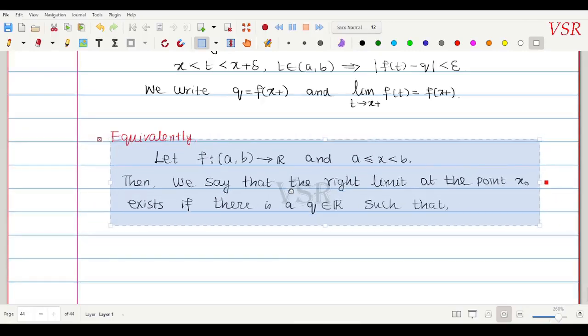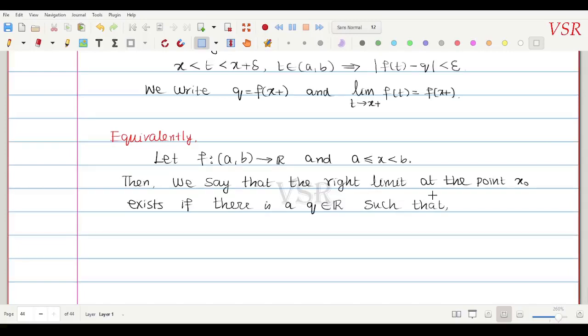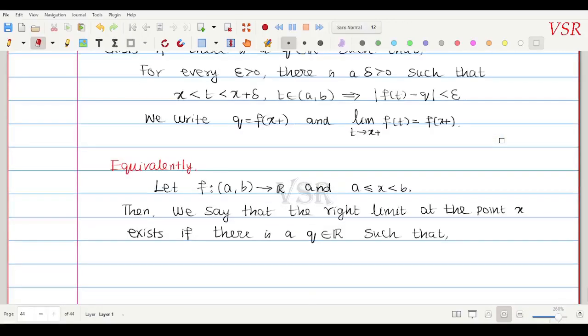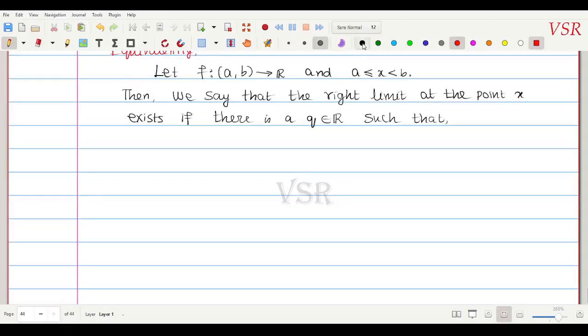Let f be a function from a, b to R, and we say that the right limit at the point x naught exists if there exists q such that f of tn converges to q whenever tn is a sequence in the open interval x comma b such that this tn converges to x.